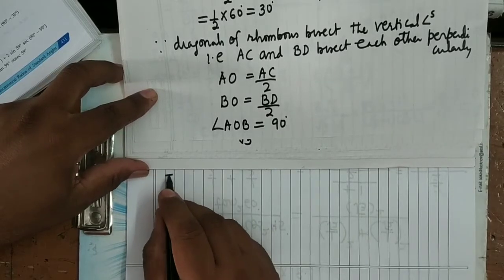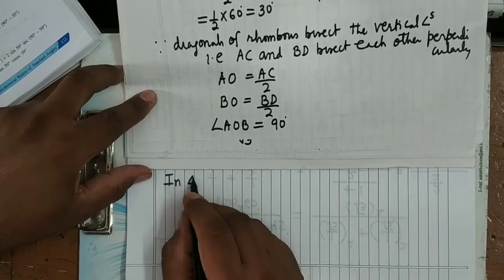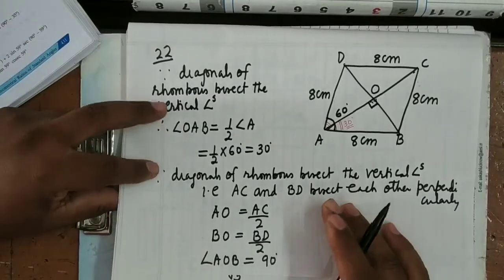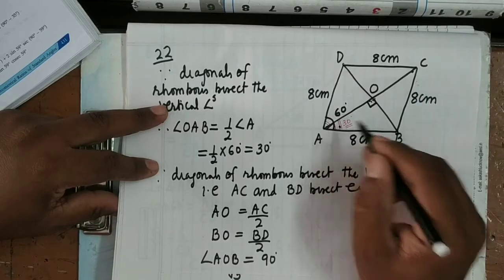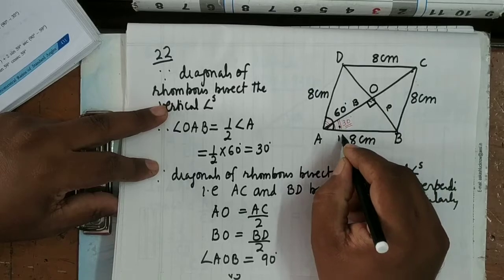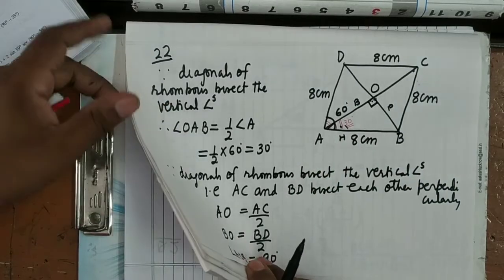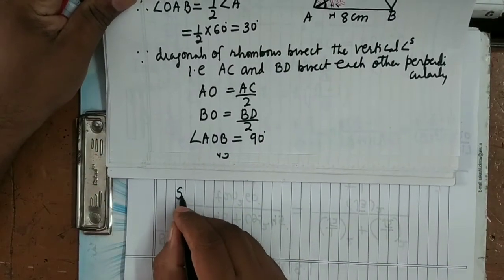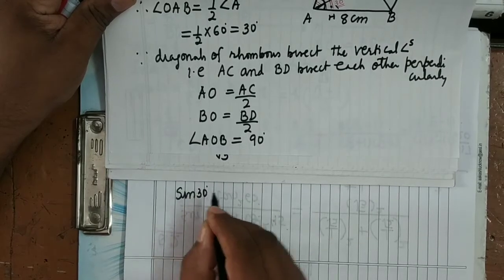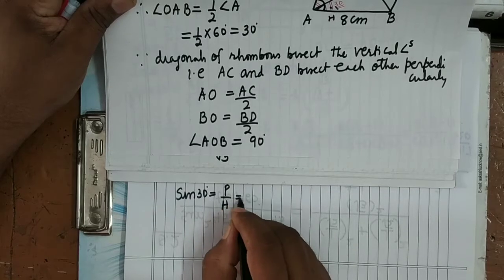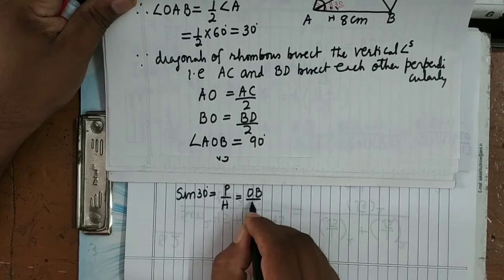In triangle AOB, you can see here, with respect to 30 degree, this will be perpendicular, this will be base, and it is hypotenuse. So once you apply sine, so sine 30 degree equals to perpendicular upon hypotenuse. So OB upon AB.